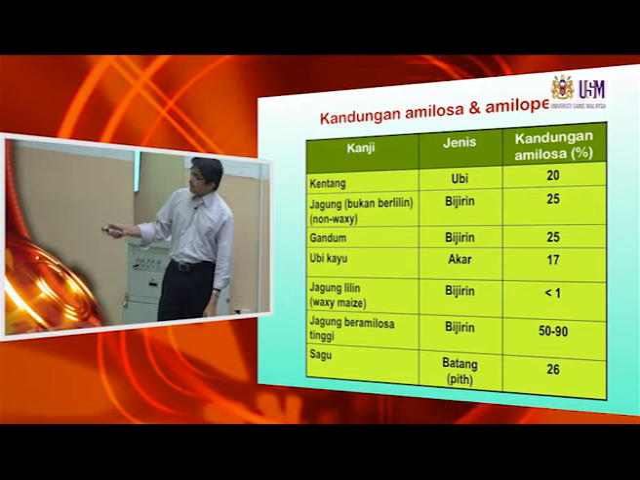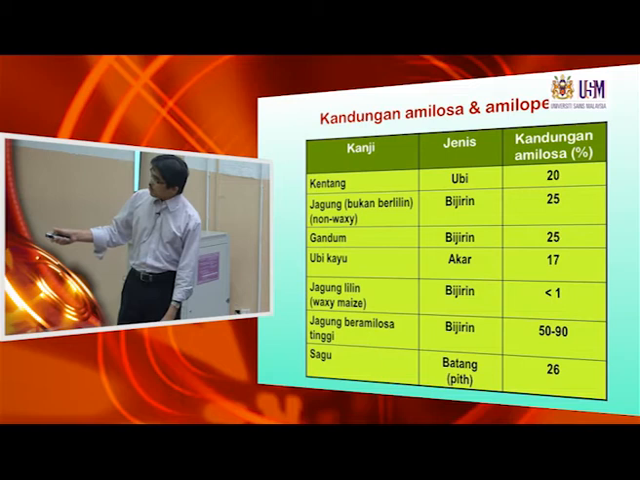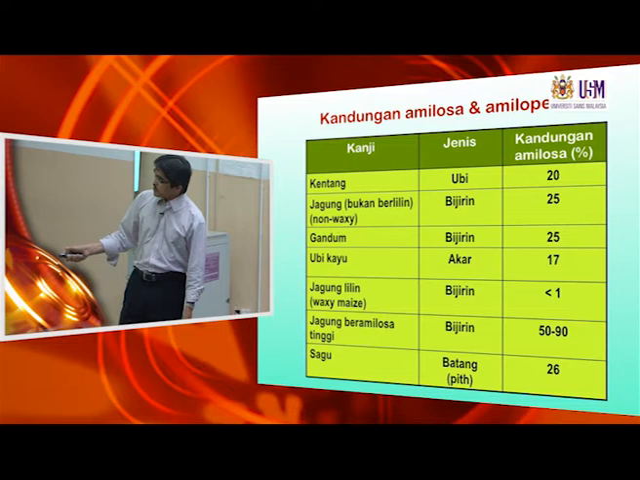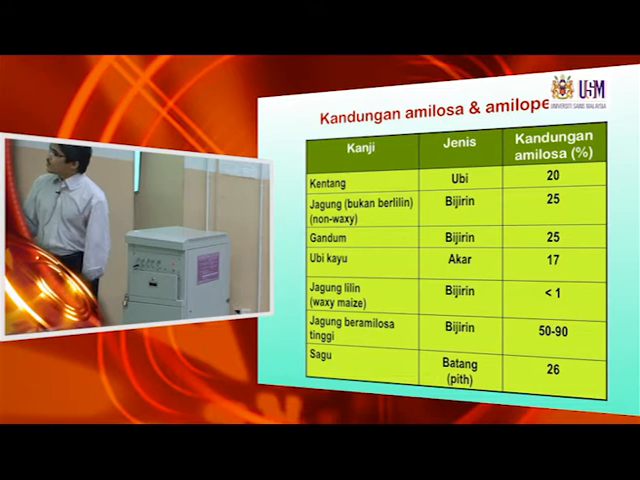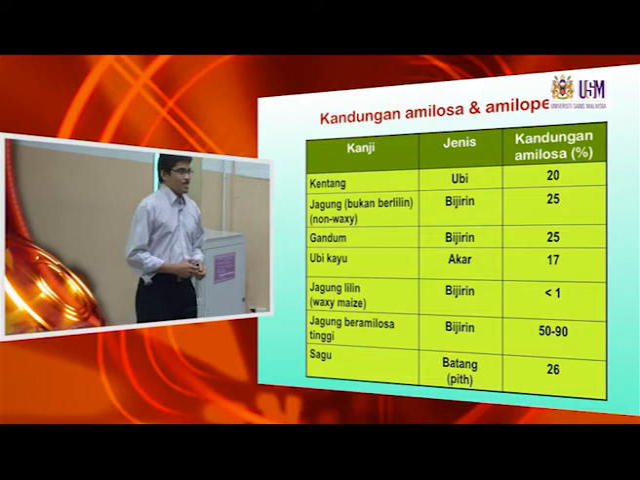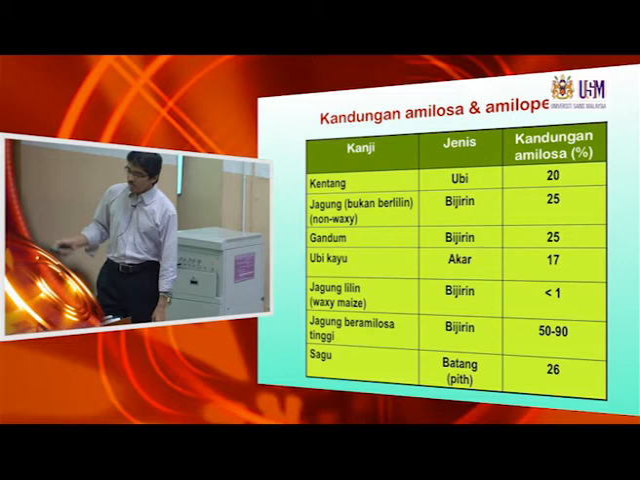Potato, corn or maize, wheat, cassava or tapioca, waxy maize, high amylose corn or maize, and sago. When we say sago, awu sagu. Okay. So, potato is ubi. Tuber, okay. Jagung is cereal, bijirin. Gandum also bijirin. Ubi kayu, when we look at ubi kayu, maybe we can say it's also a tuber. But from the botanical nomenclature, they are classified as root, not tuber. Yeah?